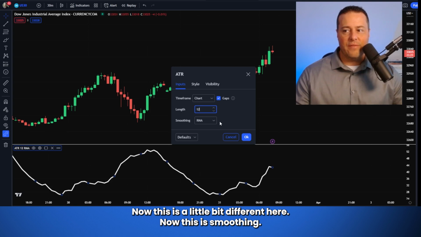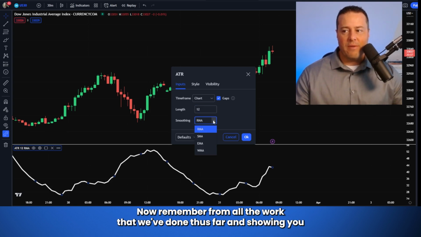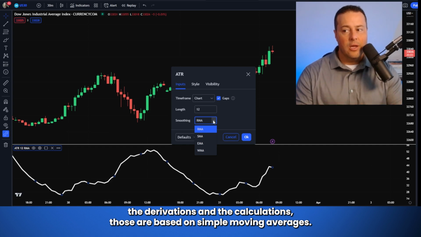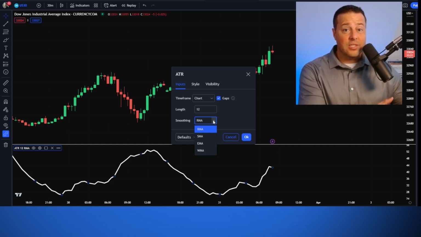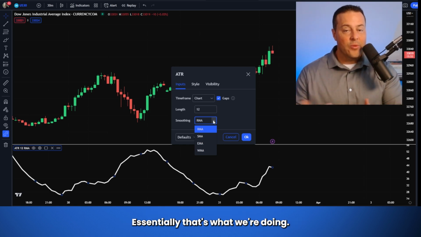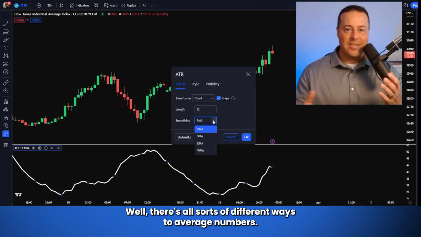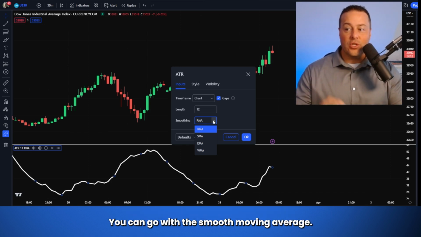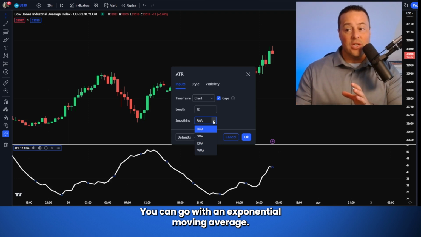Now, this is a little bit different here. This is smoothing. Remember, from all the work we've done thus far in showing you the derivation and the calculations, those are based on simple moving averages. A simple moving average is where we just add up all the periods and then divide by the number of periods. Essentially, that's what we're doing. Well, there are all sorts of different ways to average numbers. You can go with the smoothed moving average. You can go with an exponential moving average.